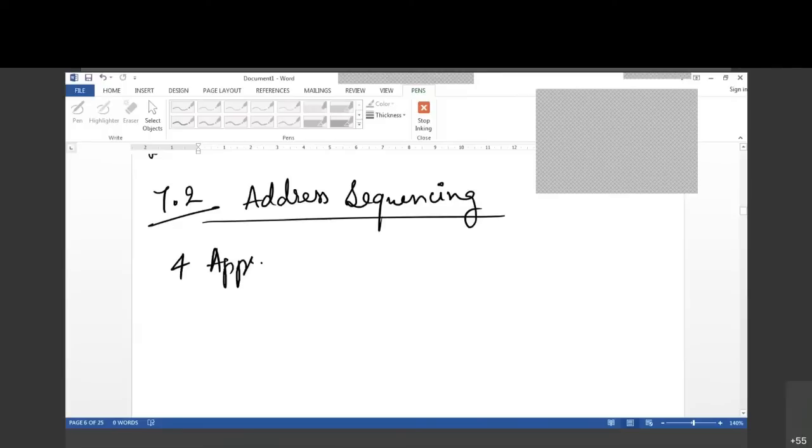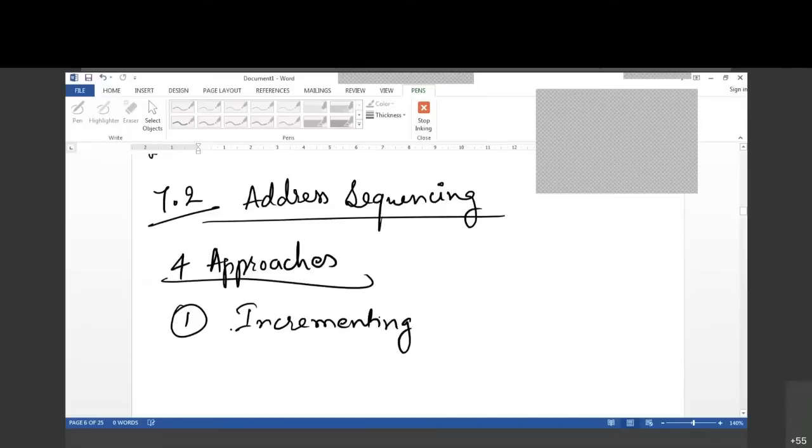So there are four different approaches, four different possibilities for the next address generation. The first possibility is incrementing. We'll see it through the diagram itself. Incrementing our control address register by 1. What does the control address register contain? The control address register would contain the address of the micro instruction to be stored in control memory. You will be having the address of the micro instruction to be stored in control memory.